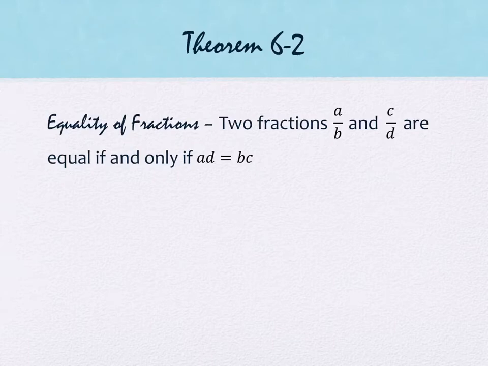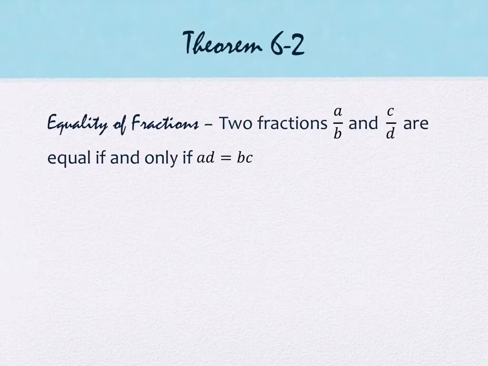So we're going to continue on with some different theorems along the way. Theorem 6.2 is one that you know and love, and you've used it all the time, and you knowingly refer to it as cross multiplication, right? It says that two fractions a over b and c over d are equal if and only if AD is equal to BC.